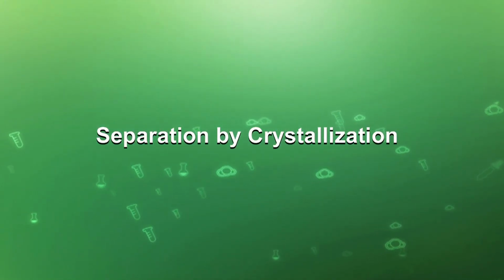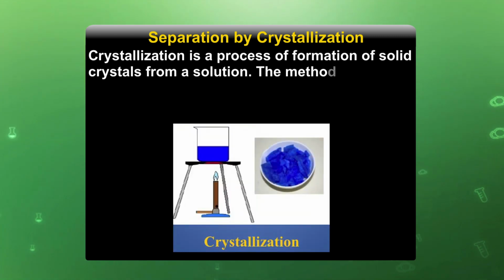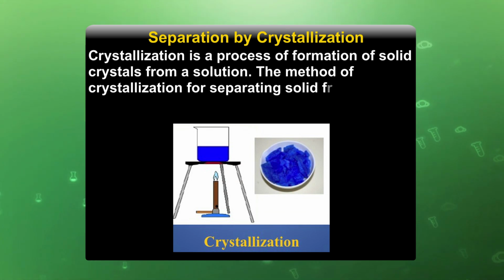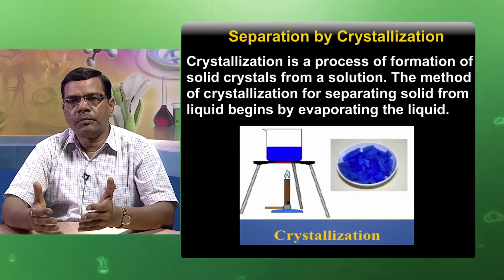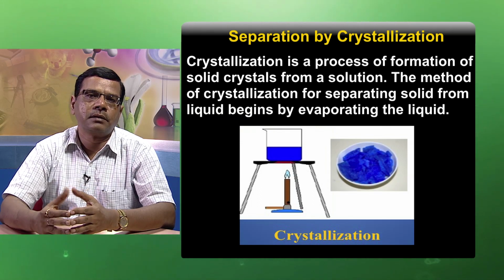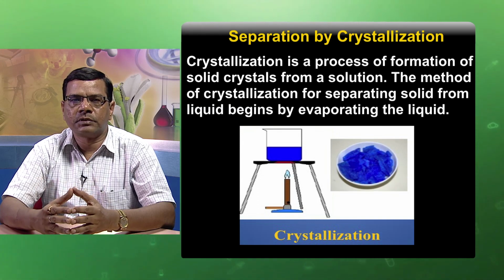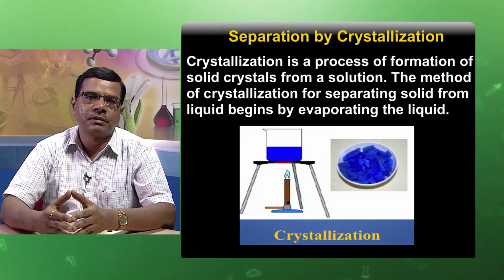Another method is separation by crystallization. Crystallization is the process of formation of solid crystals from a solution. The method of crystallization for separating solid from liquid begins by evaporating the liquid. It means here the solute particles are not volatile, but the solvent molecules are volatile. So, on heating, the solvent molecules evaporate and the solid component, that is the solute, appears as crystals. For example, we can separate copper sulfate crystals from its solution, as indicated in the crystallization process. This compound is copper sulfate.